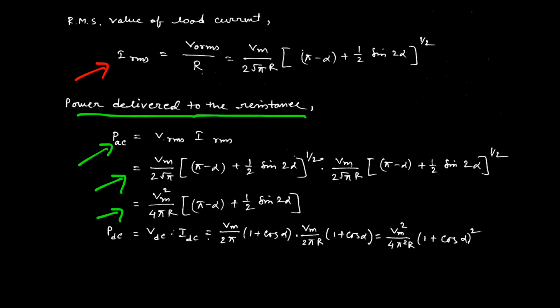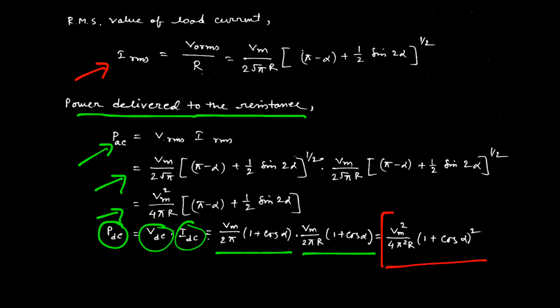So PDC is equal to VDC into IDC. We can calculate this expression just like PAC, by multiplying both terms, VDC and IDC. VDC means Vm by 2 pi into 1 plus cos alpha, and IDC is Vm by 2 pi R into 1 plus cos alpha. After multiplying these two terms, we get the actual output average power, or PDC, defined by Vm square by 4 pi square R into 1 plus cos alpha, whole square.